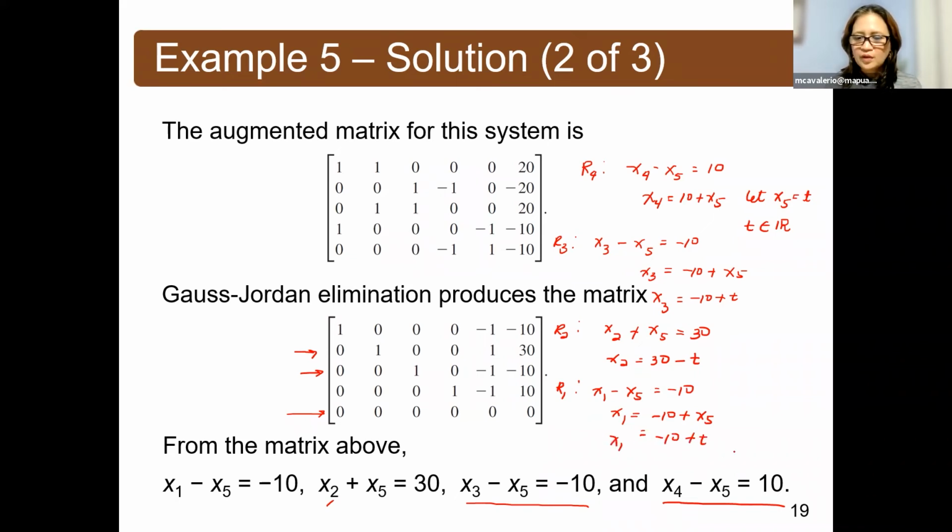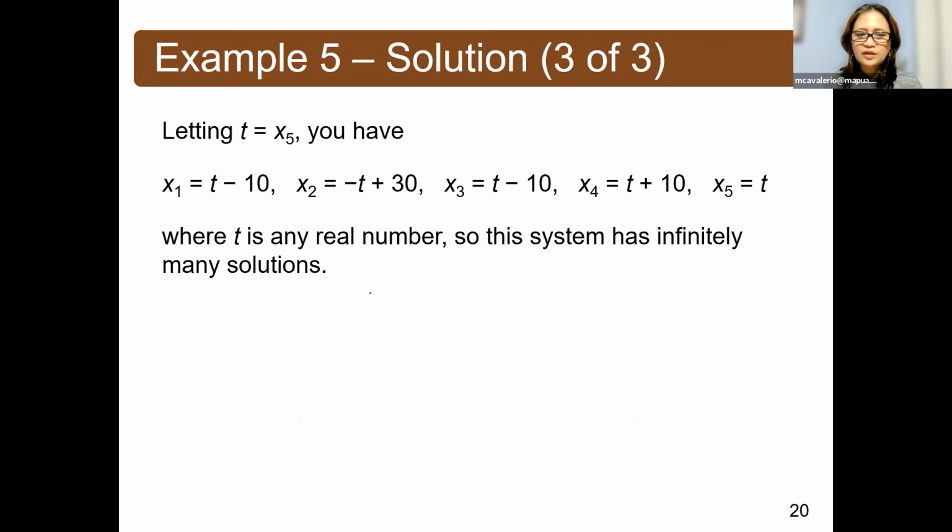So x sub 1 is negative 10 plus t, x sub 2 is 30 minus t, x sub 3 is negative 10 plus t, and x sub 4 is simply 10 plus t. And then, of course, x sub 5 is t. Now let's see our answers here. Where t is any real number, this system has infinitely many solutions.